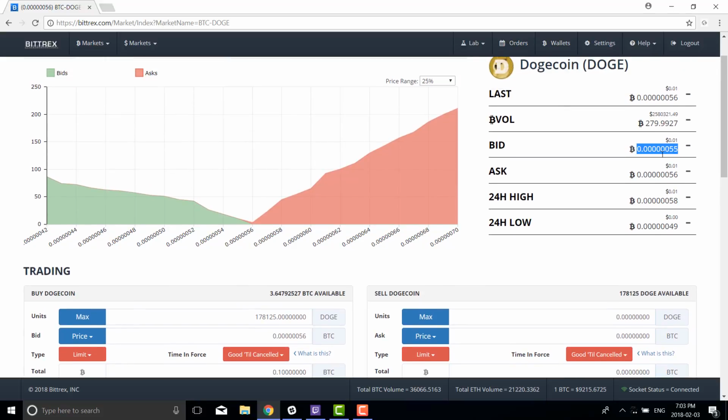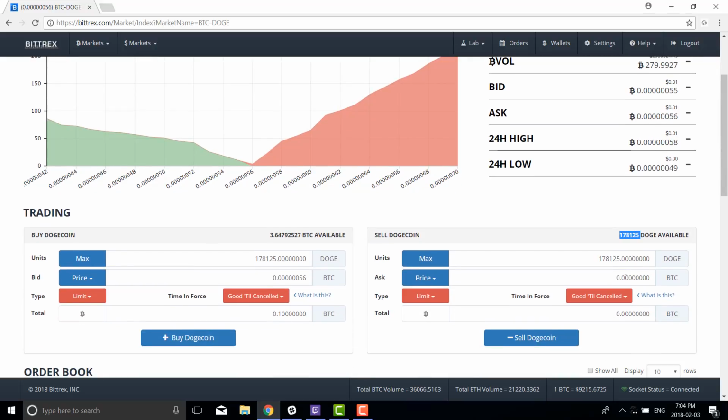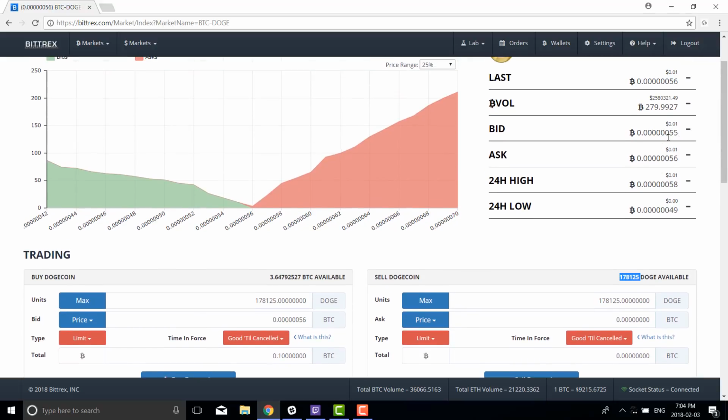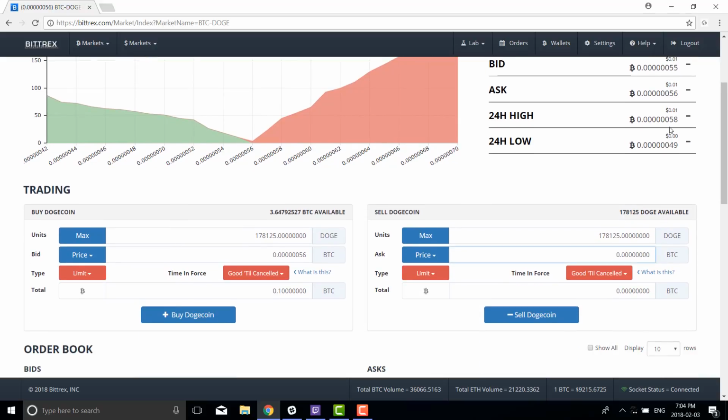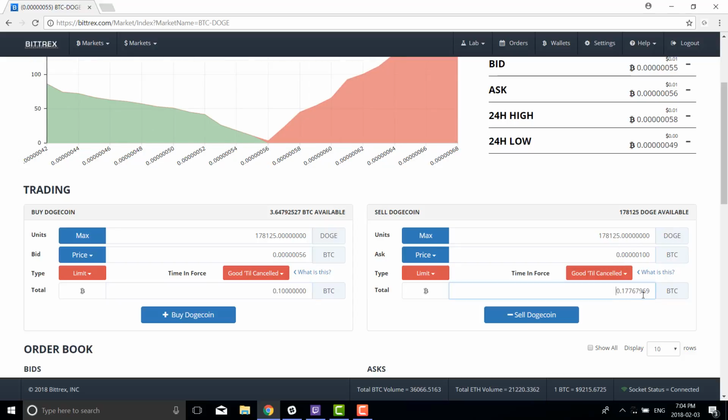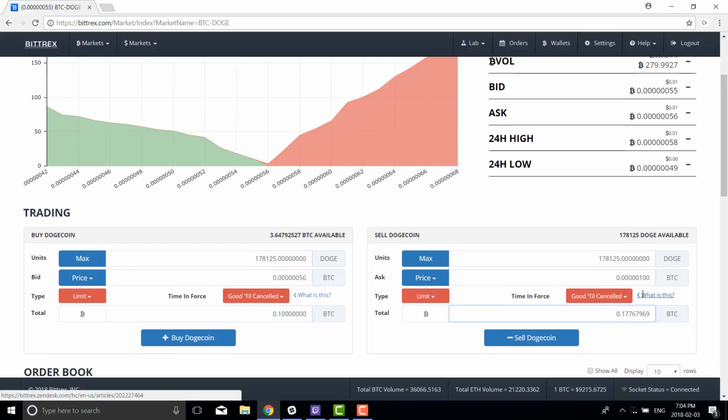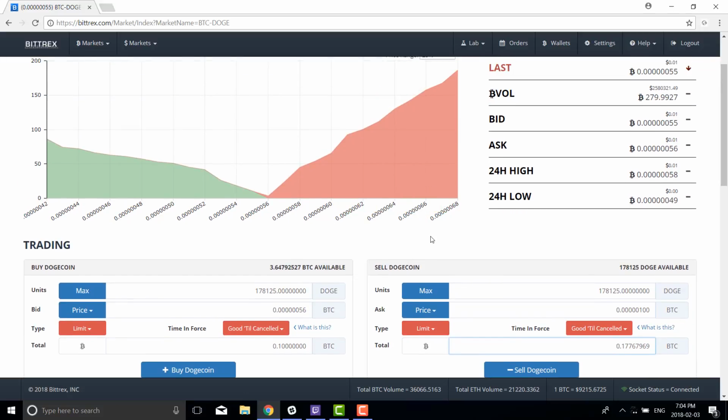So the bid is 55, and that's what the current buyer is willing to buy it at right now. I think this coin is going to 100, so I'm going to try and sell it at 100, and I would get this much. So I would make 77% if it hits 100, because I put in 0.1 and now I'm getting 0.177, about 77% of my investment.